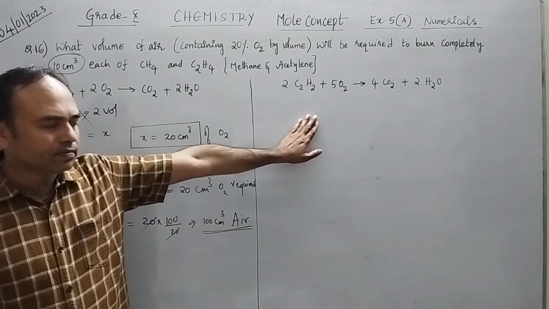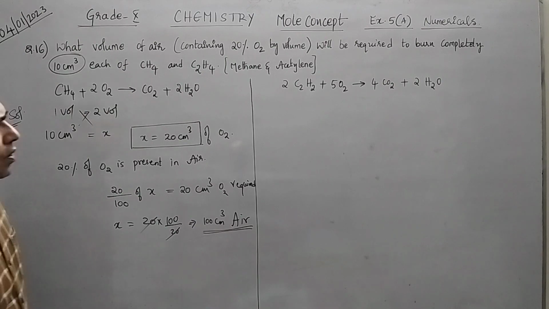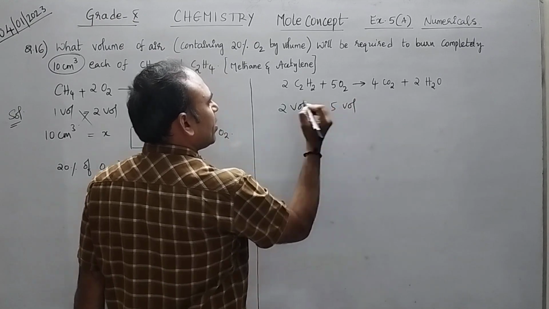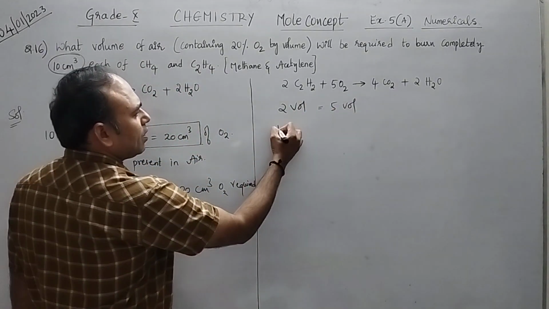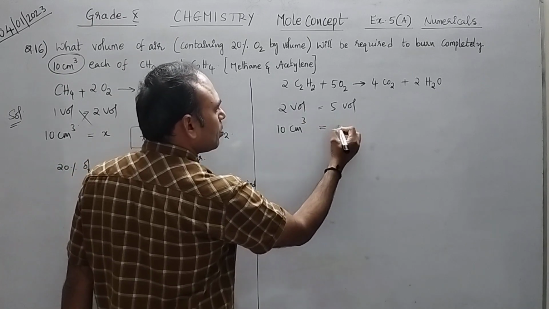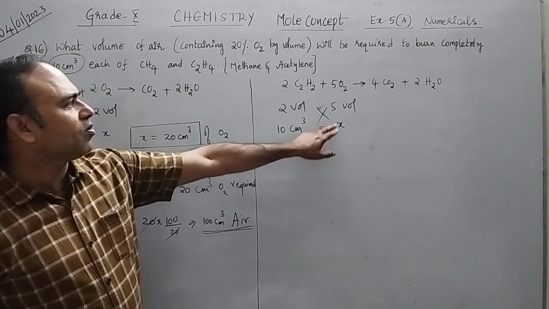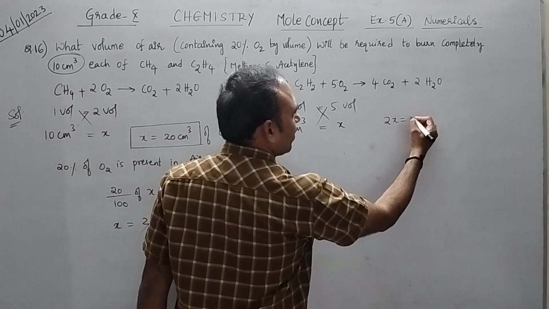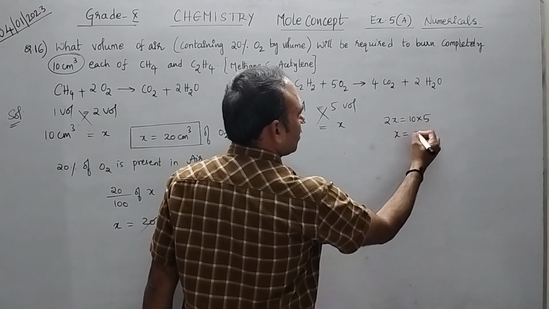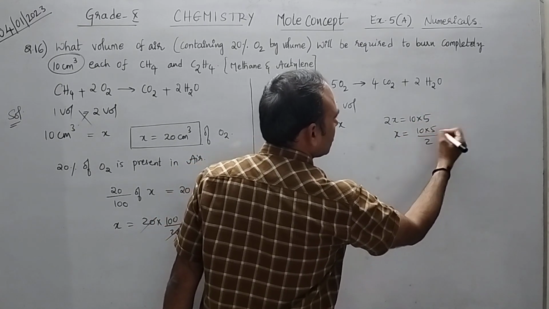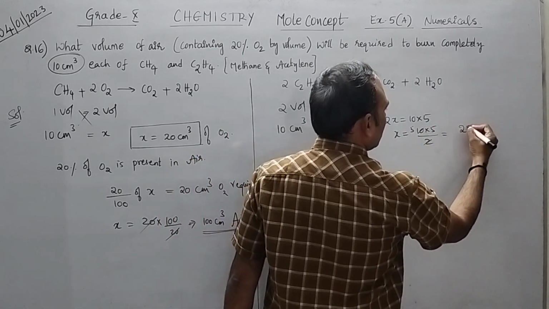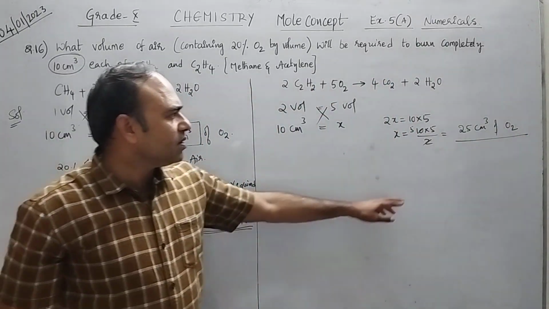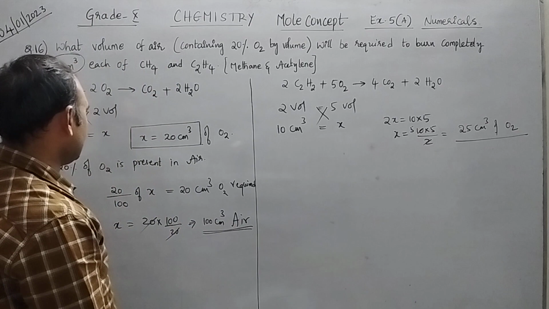Now coming to the second one, acetylene. 2 volume of acetylene requires 5 volume of oxygen. Given volume is 10 centimeter cube. Therefore, take it as x volume of oxygen in acetylene combustion. 2x is equal to 10 into 5. Therefore, x is equal to 10 into 5 by 2, nothing but 25 centimeter cube. So how much oxygen is required? In this case, we need 25 centimeter cube of oxygen.